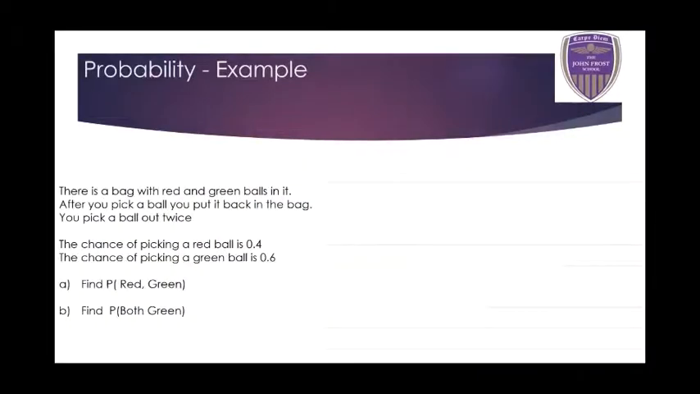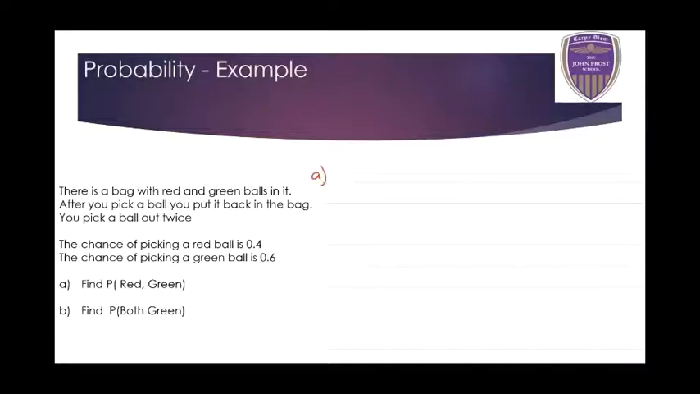So we've got a question here saying there is a bag with red and green balls in it. After you pick a ball, you put it back in the bag. You pick out a ball twice. The chance of picking a red ball is 0.4 and the chance of picking a green ball is 0.6. We're asked to find the probability of red then green, and then the probability of both balls being green.